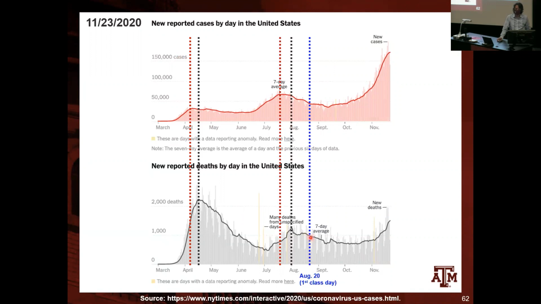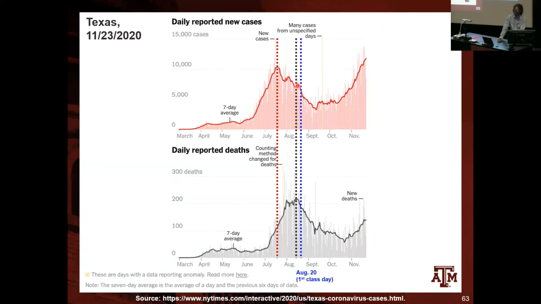This is when we were at the beginning of the semester. Cases, deaths, number of deaths and cases going down. This is now, right? Texas, same thing. Cases and deaths were going down. And remember, this red and black dotted line here is just to show the peak of cases and peak of deaths. And we have this peak of cases here, already increasing the number of deaths. This is still going up. We're expected to see these numbers still high in these next weeks.